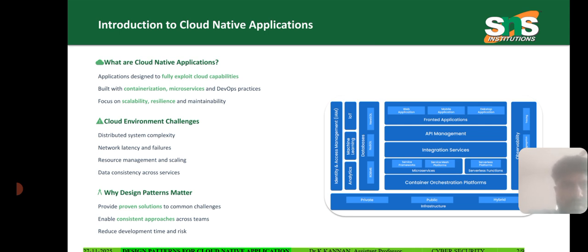Those are how to develop native applications. The cloud environment challenges are distributed system complexity, network latencies and failures, and also resource management and scaling, and data consistency across the services. And why do design patterns matter? Because they provide proven solutions to common challenges. They enable consistent approaches across the team and reduce development time and risk.